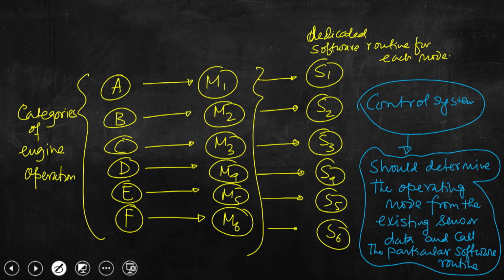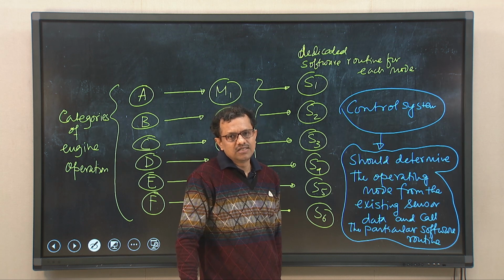So, this is the central part. The control system will have that particular feature. It should determine the operating mode first from the existing sensor data, because there are many sensors. Determining the mode based on the measurements from the existing sensors, the control system will then call upon a particular software routine to adjust the air-fuel ratio to the changed condition. So, that is how this works.